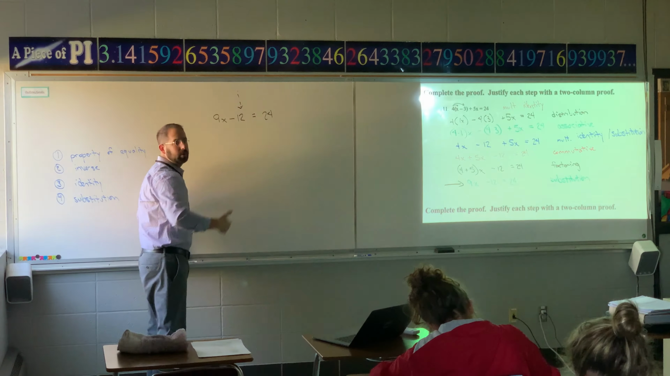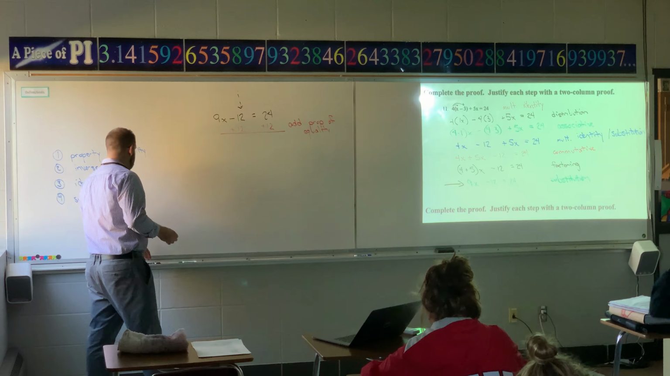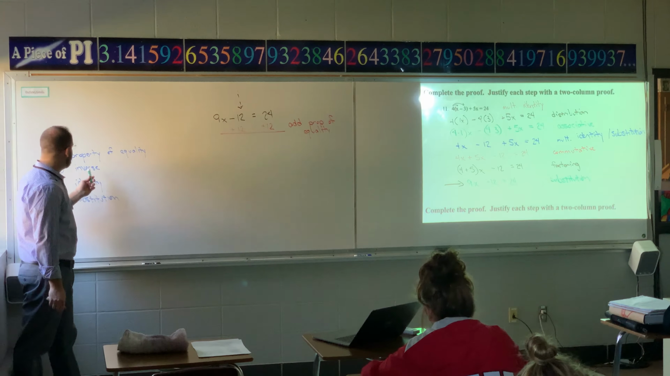What property name is that? Addition property of equality, perfect. Add property of equality. So we know it's a property of equality first, we add it. Moving on. The next property we're gonna have to do is an inverse.